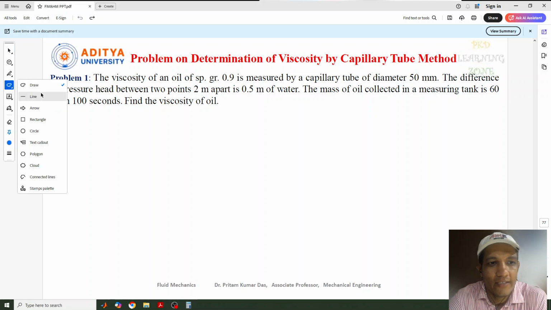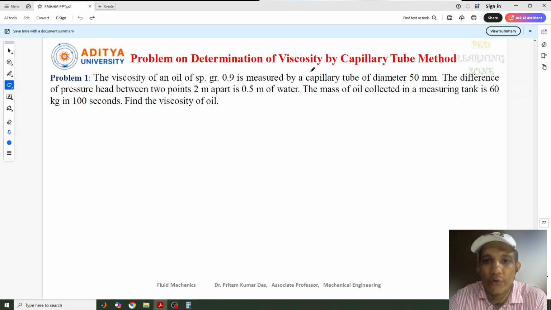In this lecture, we'll discuss a problem on determination of viscosity by the capillary tube method. In our last lecture, we already discussed the theory and the derivation of the capillary tube method, and how to identify the coefficient of viscosity by this. Based on that concept and formula, we are going to solve a problem.